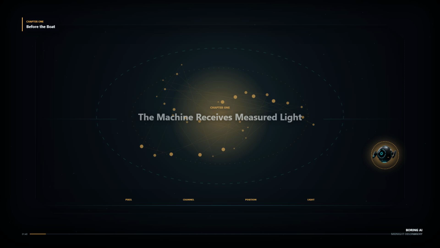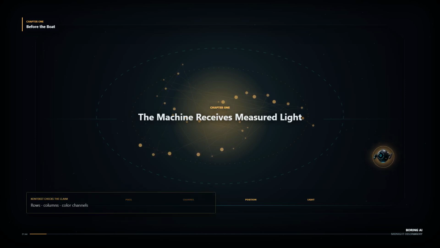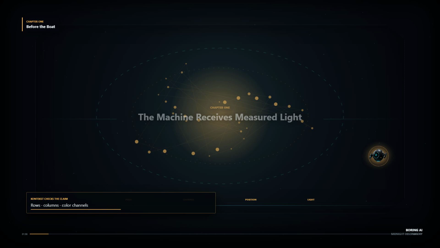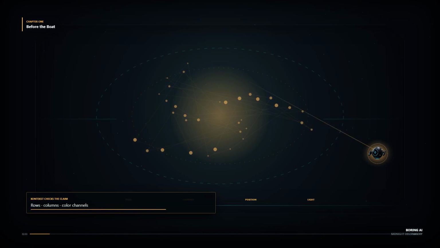Chapter 1. Before the boat exists. The photograph enters as a grid. If it is 224 pixels wide and 224 pixels high, then the system receives 50,176 positions. With red, green, and blue channels, that becomes more than 150,000 numerical values.